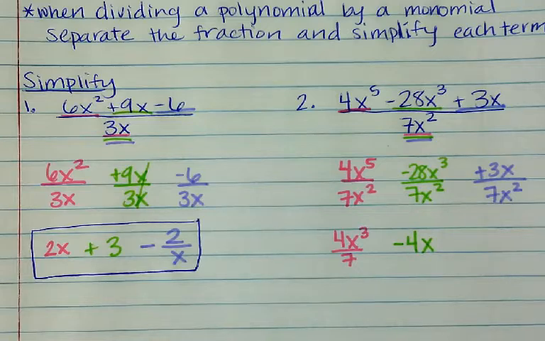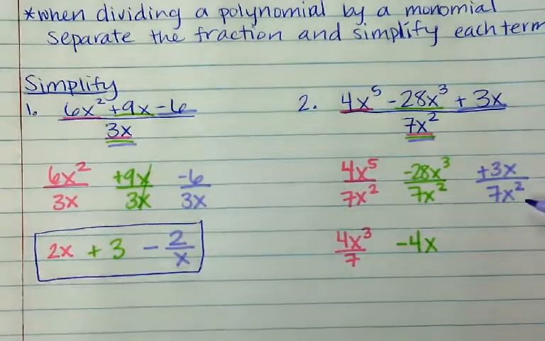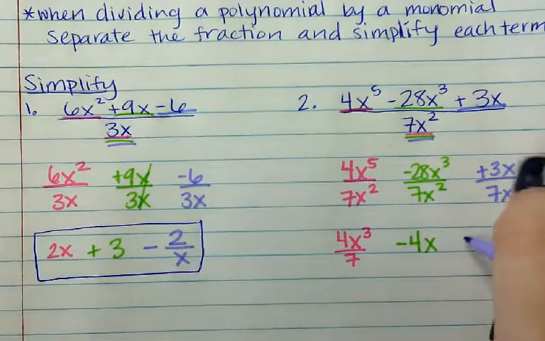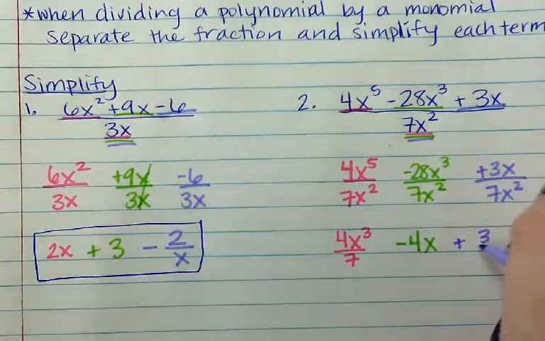And then over here, 3x over 7x squared. Well, it's going to be 3/7. That doesn't reduce. x over x squared, my x is going to be in the denominator. So this is going to be plus 3 over 7x.